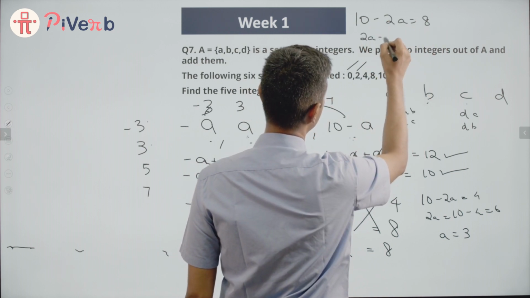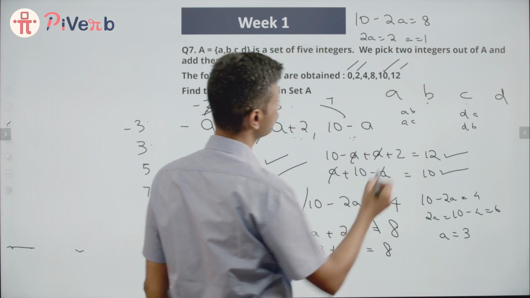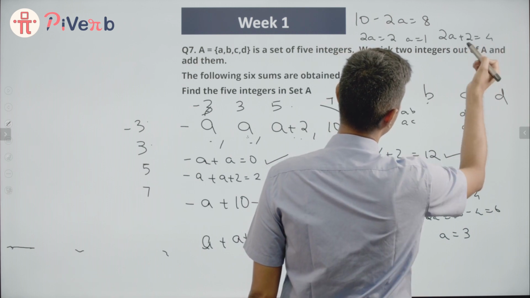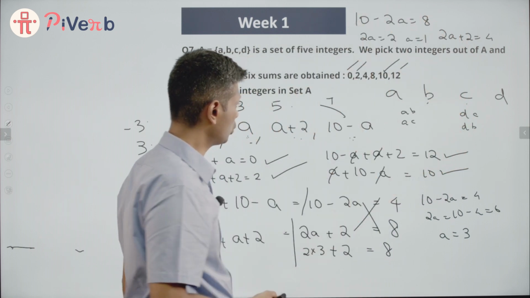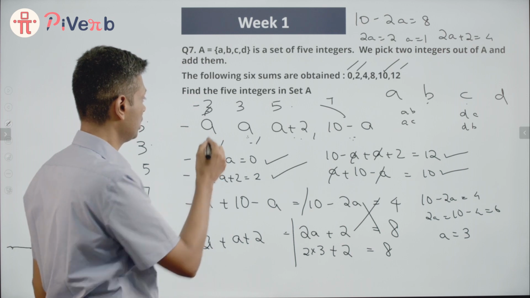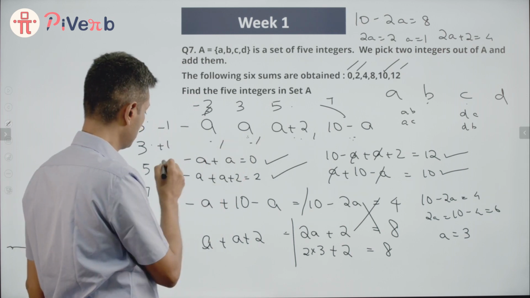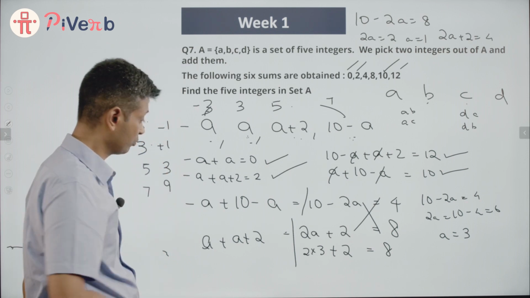Or 2A is 2, A is 1. 2A plus 2 is 4. And A is 1, 2 into 1 plus 2 is 4. Yeah, works. A equal to 1 also works, which is brilliant. A could be 1, or this is minus 1, plus 1, 1 plus 2, 3, 10 minus 1, 9. This also works.